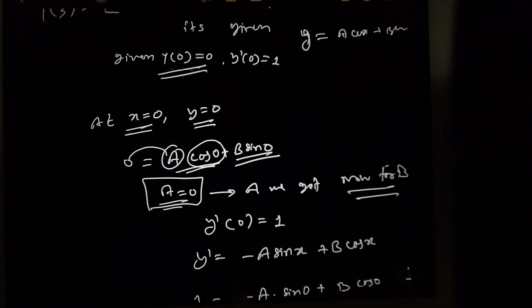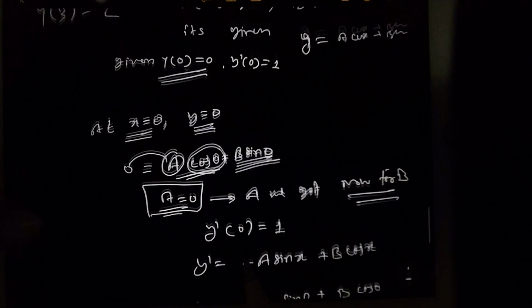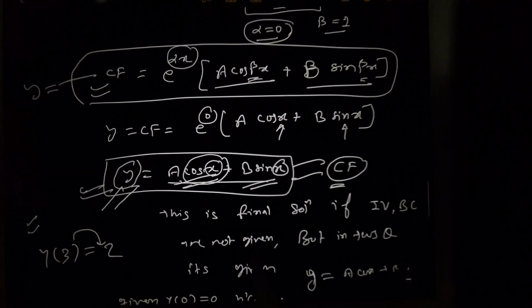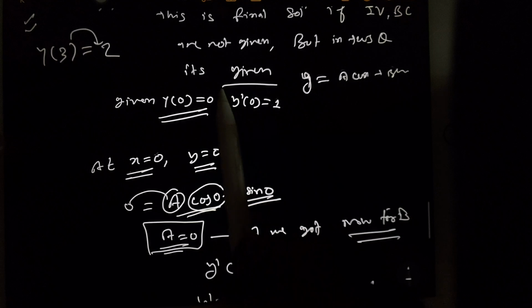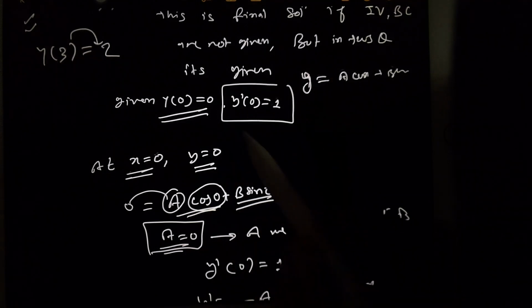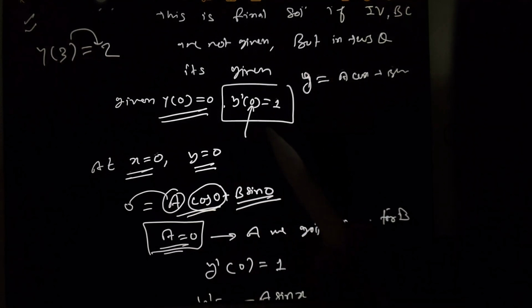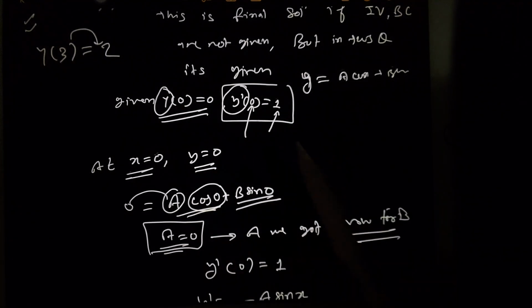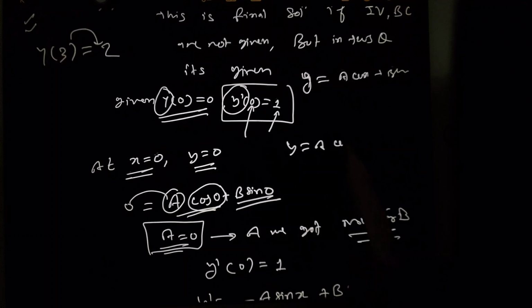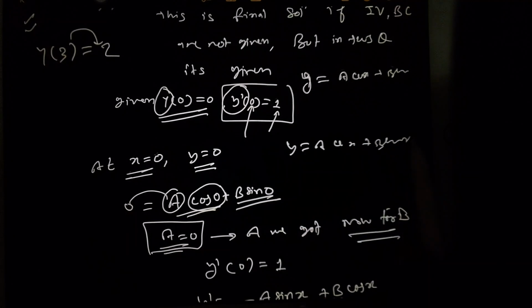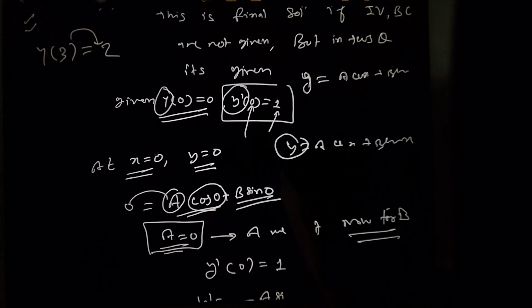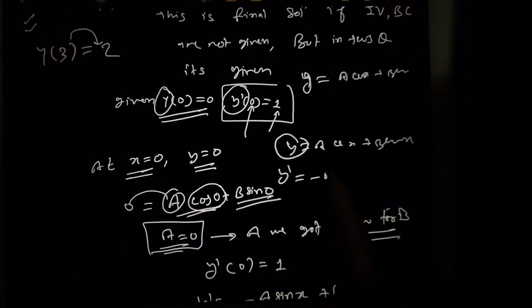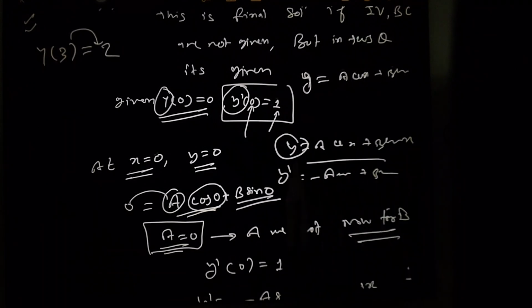Now we have to look for the b value. For the b value, we have the second condition given, and the second condition is y prime 0 is equal to 1. It means when x equal to 0, y was 0, but y prime was 1. So y is equal to a cos x plus b sin x. Differentiate this to get y prime: minus a sin x plus b cos x. Now you got the y prime equation.